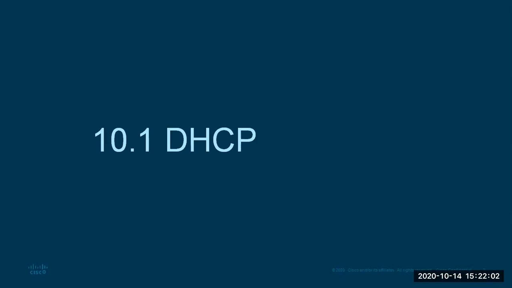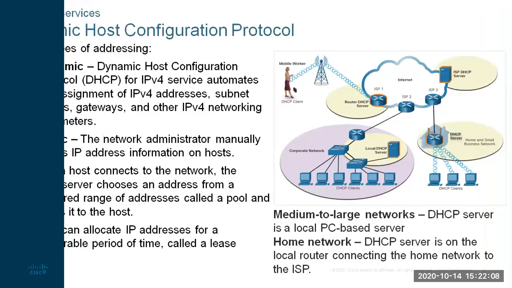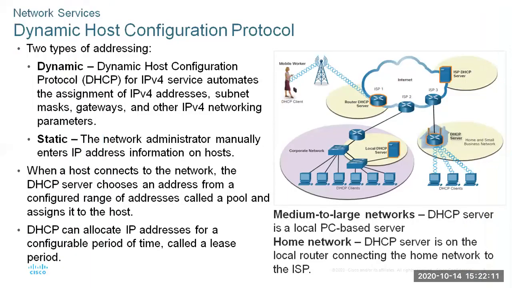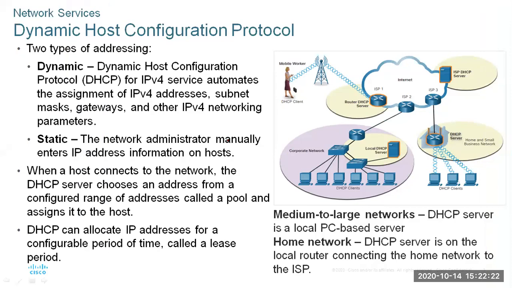So DHCP is the first, it stands for Dynamic Host Configuration Protocol. Every system that is on your network, for it to function, is required to have an IP address. And we said that an IP address is a 32-bit number that identifies your system on the network. That's IP version 4. IP version 6 is a 128-bit binary number that identifies your device on the network.